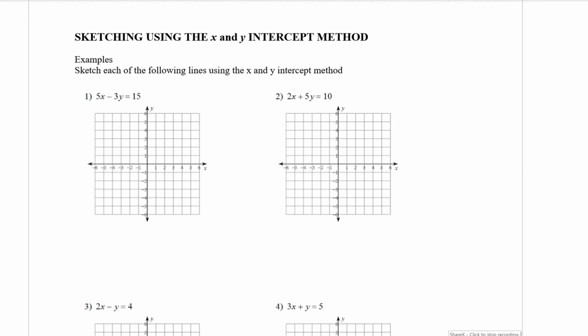Hello Year 8. Today we are doing sketching using the X and Y intercept method. So this is the last method that we're going to learn for sketching straight lines.